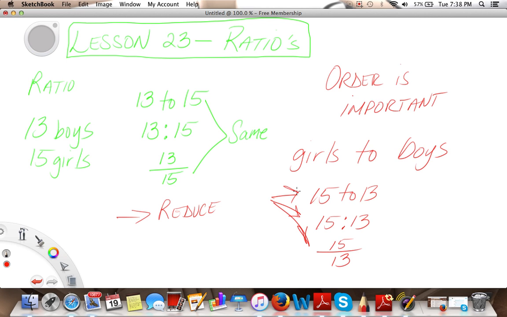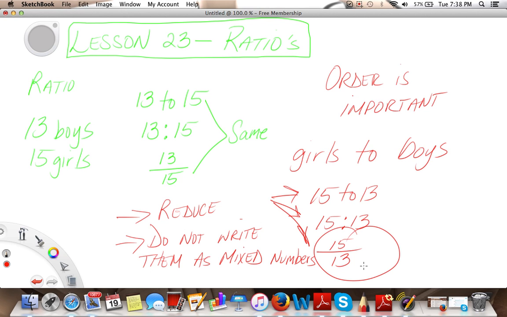Okay? And we definitely do not write them as mixed numbers. We definitely don't want to write ratios as mixed numbers. So, for example, 15 to 13, we don't want to write that as 1 and 2/13. We want to keep it as 15 to 13. Very, very important. So, if we go along to page 120, they have a couple of examples of ratios.